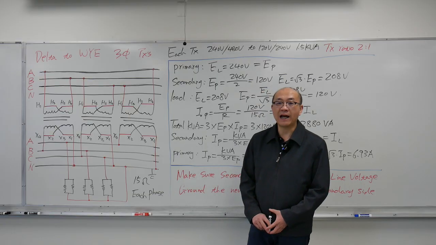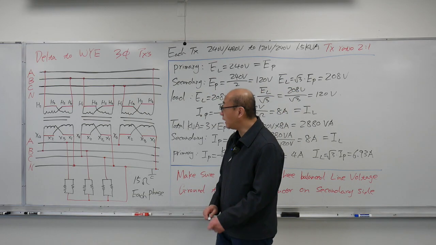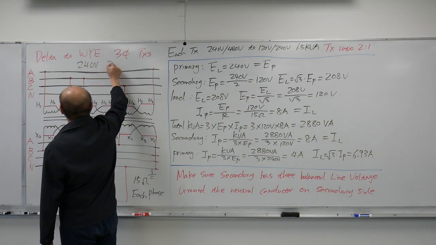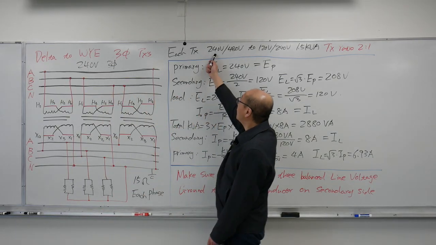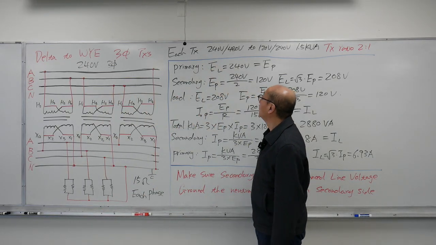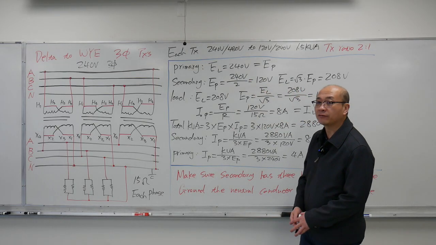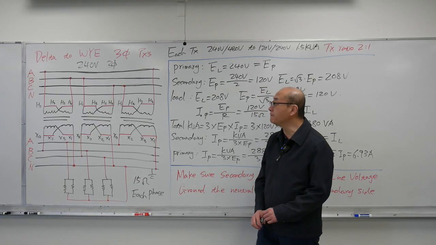So we look at the connection first. We have a 240 volt supply down here. The supply is 240 volt three-phase. Each transformer is rated 240/480 and 120/240 dual winding. Each transformer is 1.5 kVA. The transformer ratio is 2 to 1.